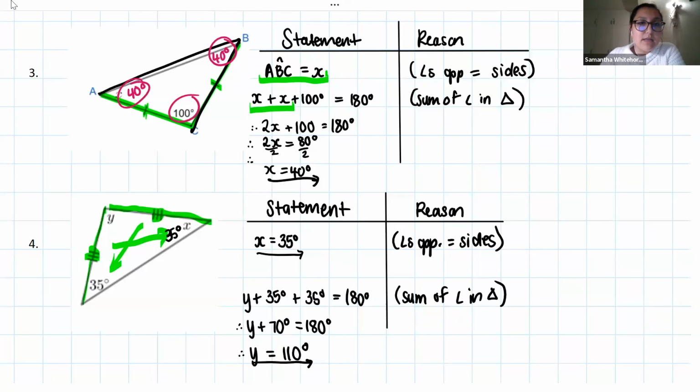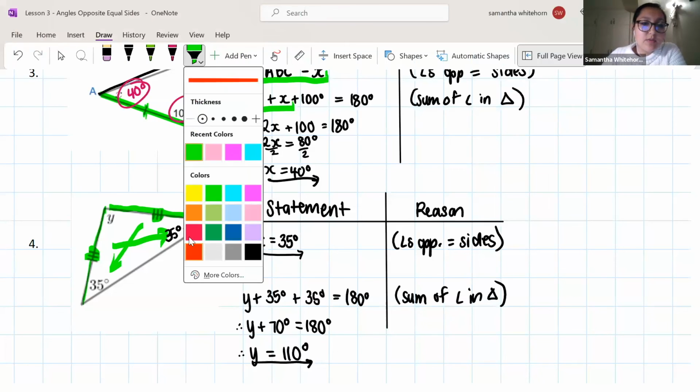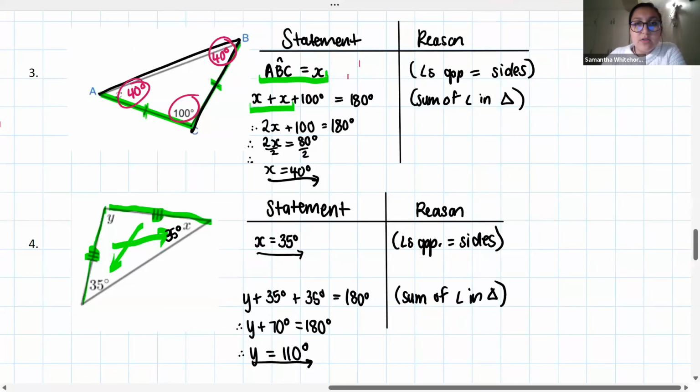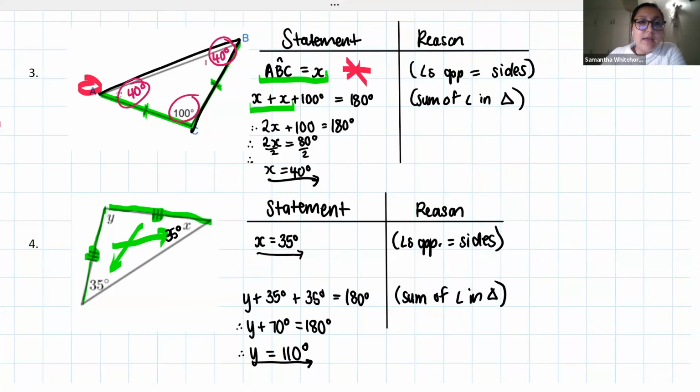Now again, guys, this first statement. So in question 3, this first statement showing that you know that angle A and angle B are equal to each other because of angles opposite equal sides is so important. You have to make that statement.